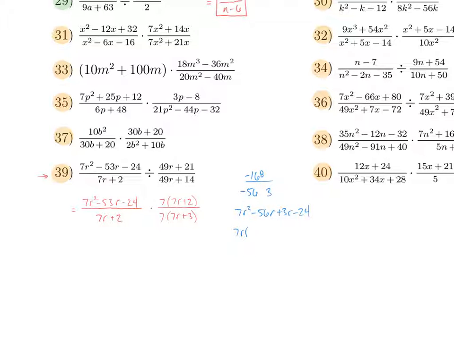7r is my GCF of the first two terms, and 3 is the GCF of the second terms. So I'm going to end up factoring that numerator, and I will have an r minus 8 and a 7r plus 3. And there's nothing else about this that I can factor any further.